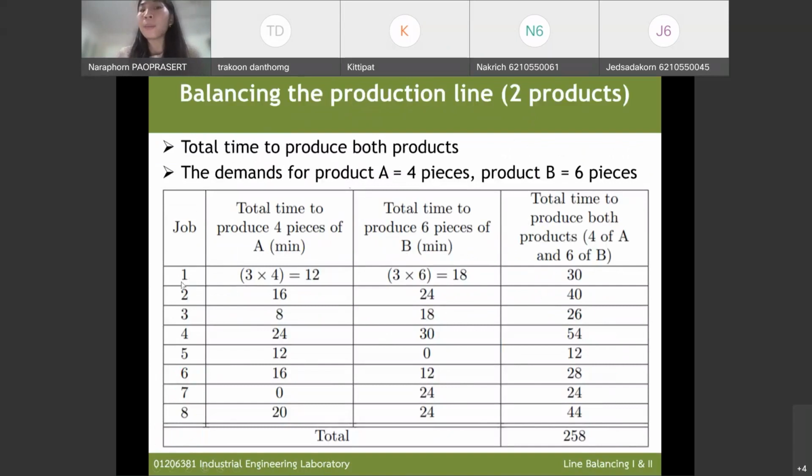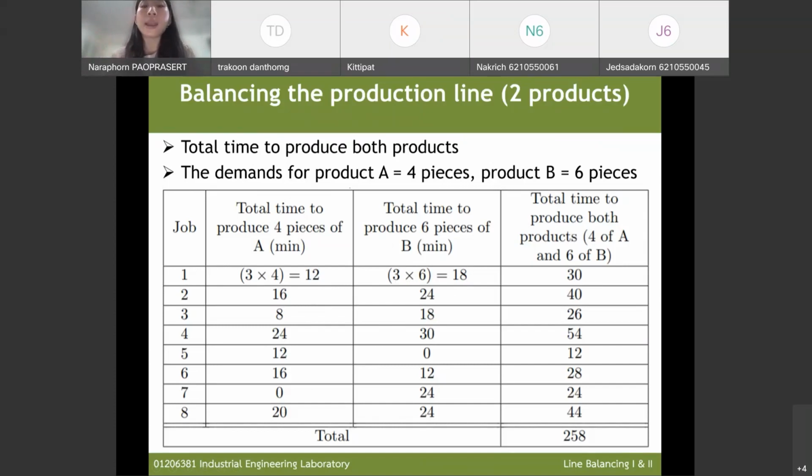For example, for element number 1 here, A takes 3 minutes. If you need 4 pieces of A, then in total, to do task number 1, it needs 12 minutes. Same here for task number 1, B takes 3 minutes, but you need 6 pieces of B, then 6 times 3 is 18 minutes for task number 1 for 6 pieces of B. And just calculate the time for each task for both 4 pieces of A and 6 pieces of B.